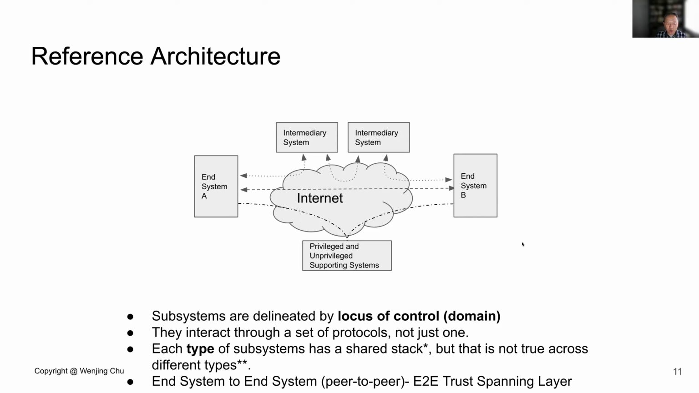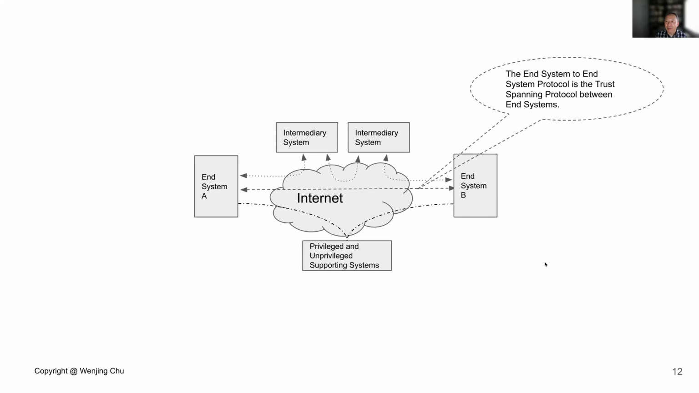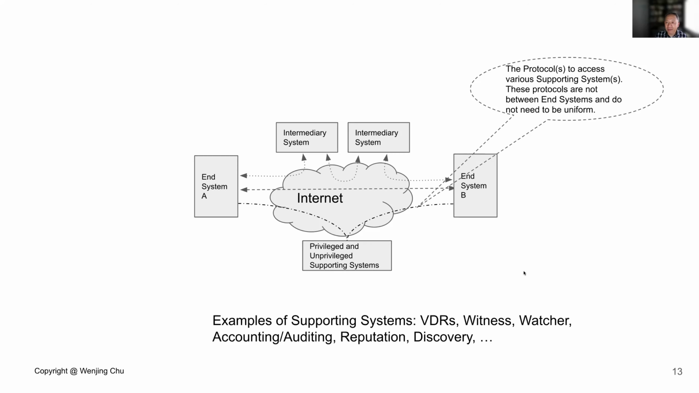So in this architecture, there's a very important protocol that's end system to end system, or peer-to-peer, right? This is the trust spanning layer we're going to come to. This is the layer that we call the trust spanning layer. This is between two end systems.